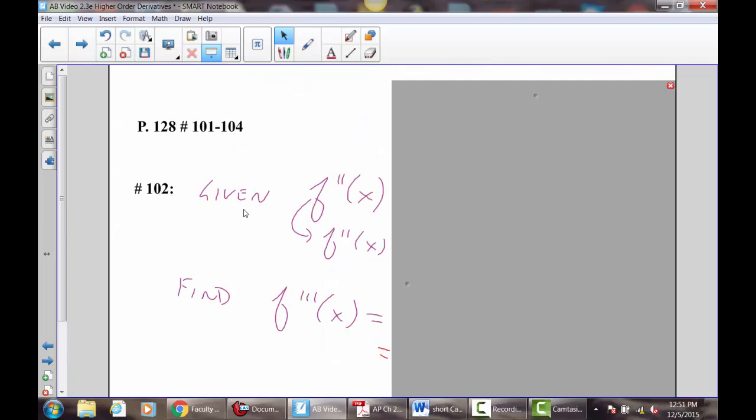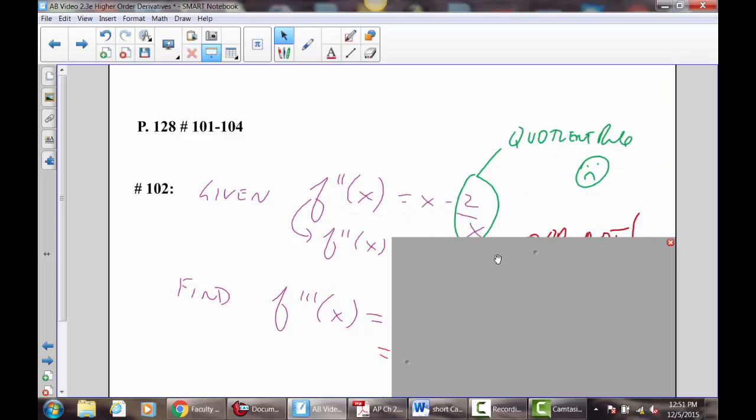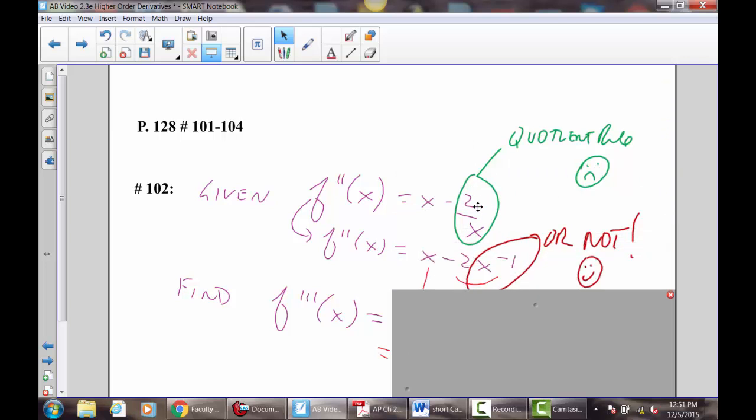101 to 102, they're giving you the second derivative and asking you to find the third. So you're really only doing the differentiation process once. But again, learn to rewrite. You could do a quotient rule on 2 over x. It's just going to be much easier to call this 2 times x to the negative 1. And then you don't have to do a quotient rule.